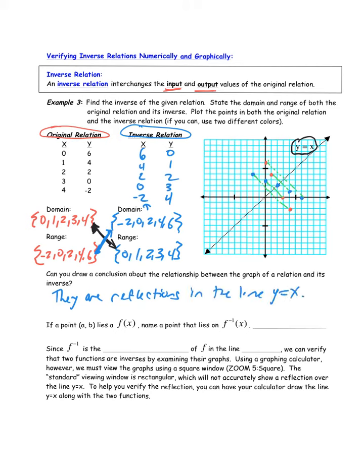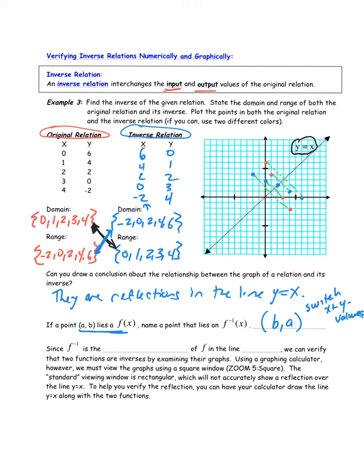So if we have two relations and they are indeed inverses, they will be reflections of each other in the line y equals x. Okay, what happens if we're just given a point? If we know that a point (a, b) lies on a function, what point will lie on the inverse function, f inverse of x? We know that an inverse switches inputs and outputs, so therefore we can say the point (b, a) will be on the inverse. That means it's going to switch x and y values. That's what an inverse does.